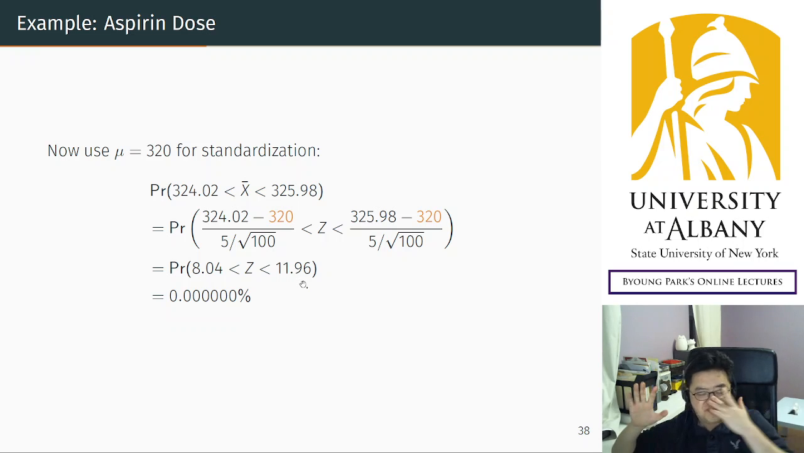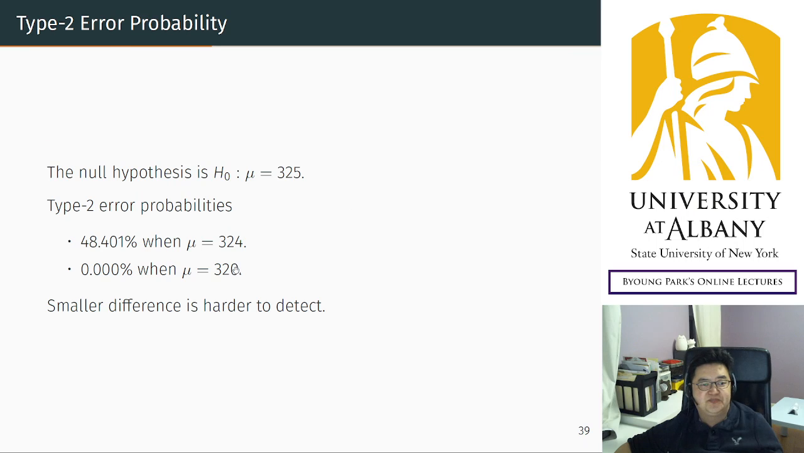Do you remember? The standard normal distribution, most of the probability lies between plus minus 4. But this probability is away from the center, so there is really small probability between 8 and say 12. So it is 0.0000000%. You can find it how small it is on a calculator. So you see now in this case, type 2 error almost never happens.